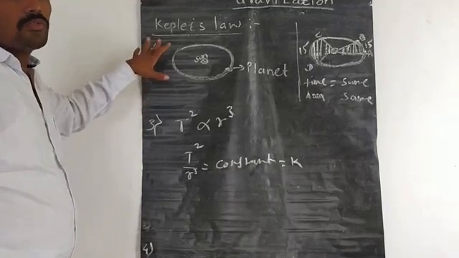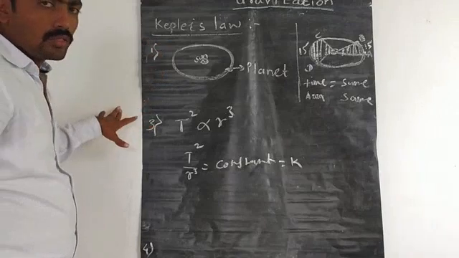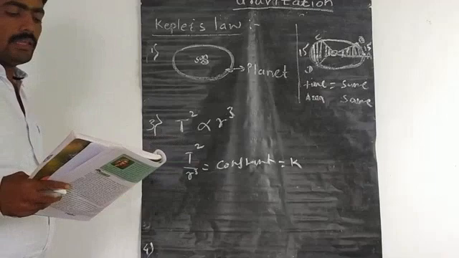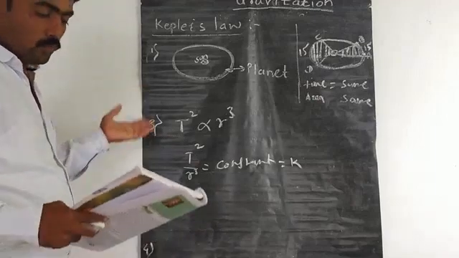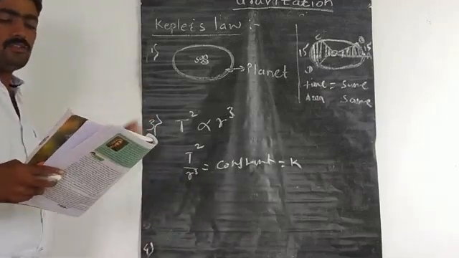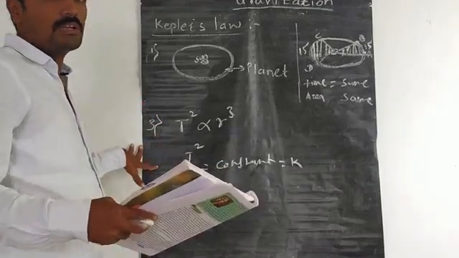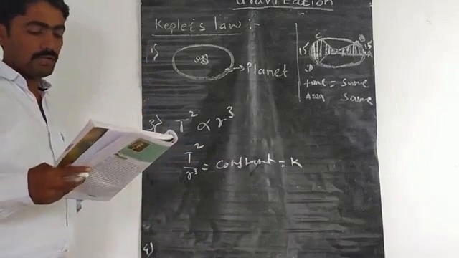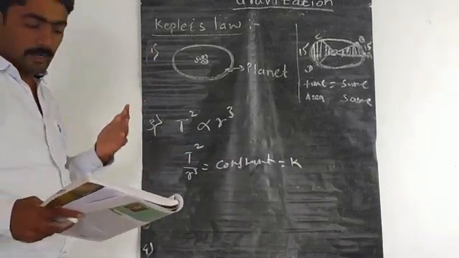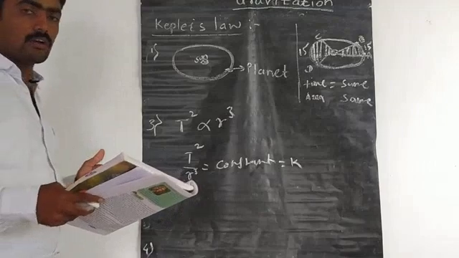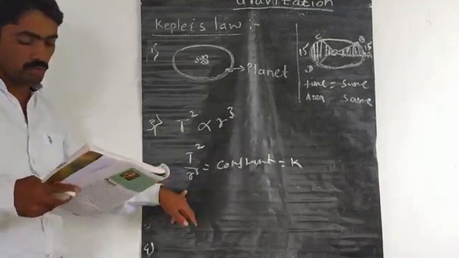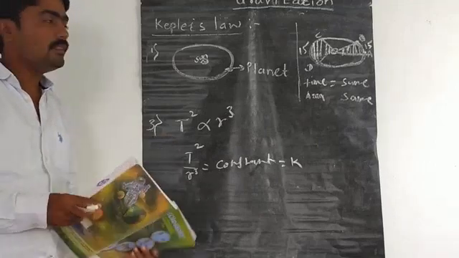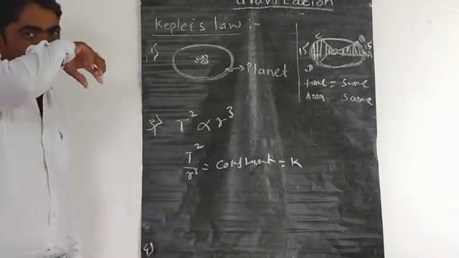That is, state Kepler's three laws. Kepler's first law states that the orbit of a planet is an ellipse with the sun at one of the foci. Kepler's second law: the line joining the planet and the sun sweeps equal areas in equal intervals of time. And Kepler's third law states that the square of the period of revolution around the sun is directly proportional to the cube of the mean distance of the planet from the sun. These are Kepler's three laws.